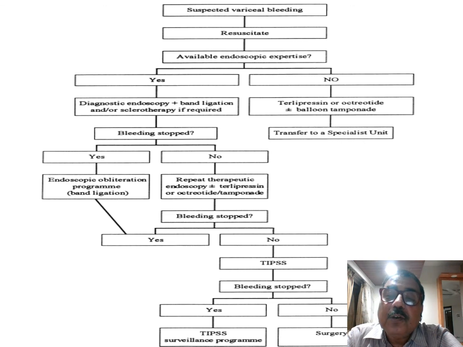And if you want to buy time to take the patient to the higher center, you can put in the Sengstaken tube for balloon tamponade, and take them to the higher center. If the bleeding is stopped, it is good. If it is not stopped and is recurring, then TIPS is the answer. Even if TIPS is not working, then surgery is the only answer. That is why we have to prepare some of the patients for that.